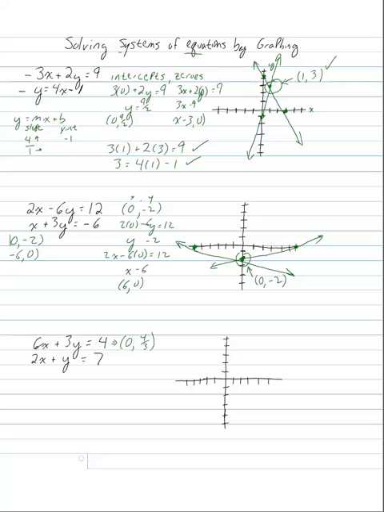If I put 0 in for y, then that y term is going to go away, and I'm going to get 4 over 6. 4 over 6 should simplify to 2/3. So let's see, how would I graph 4 over 3? Well, 3 goes into 4 one time, so it's somewhere between 1 and 2. And it's between 1 and 2 on the y-axis.